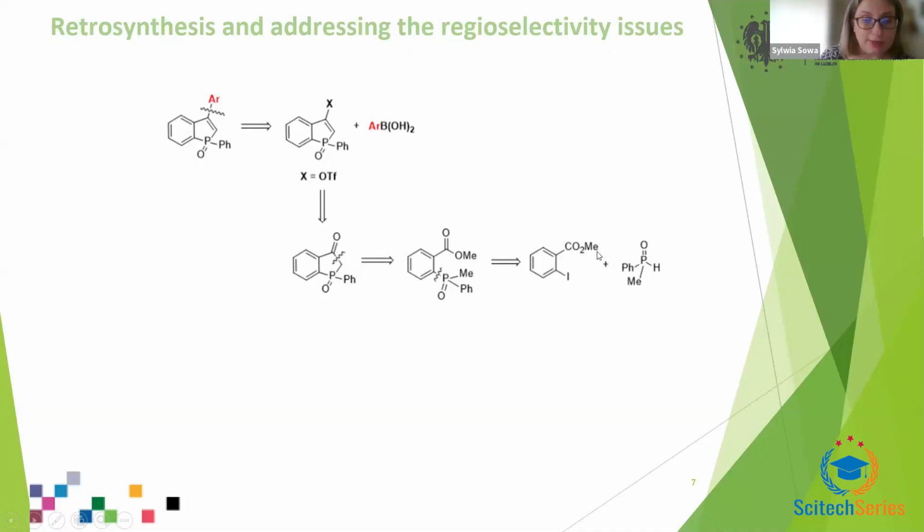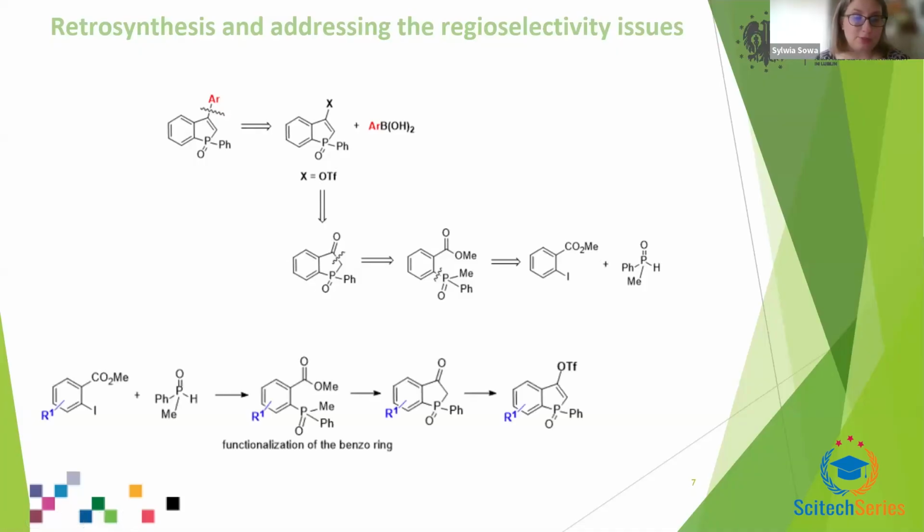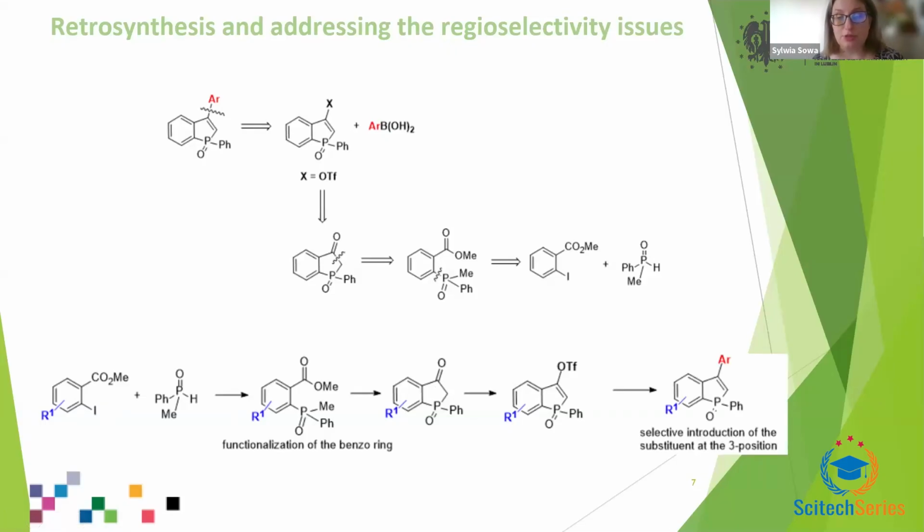To obtain regioselectively substituted products, we suggested using substituted aryl iodides, which allow us to functionalize regioselectively the cyclic triflates in the subsequent reaction. And at the end, we can add the final substituent according to the conditions of the Suzuki-Miyaura reaction.